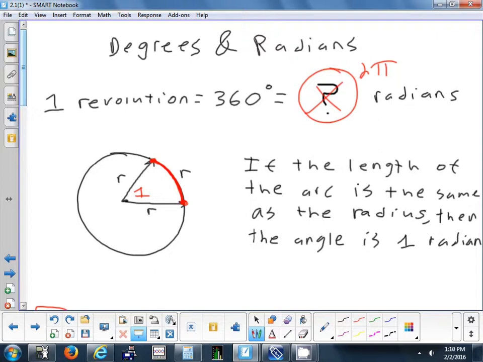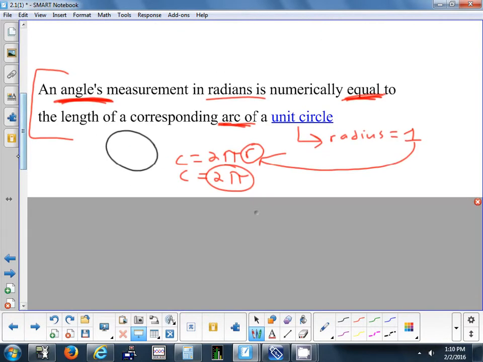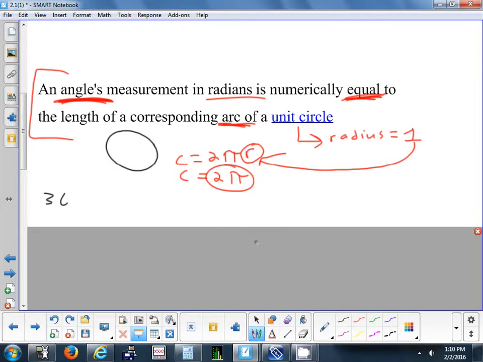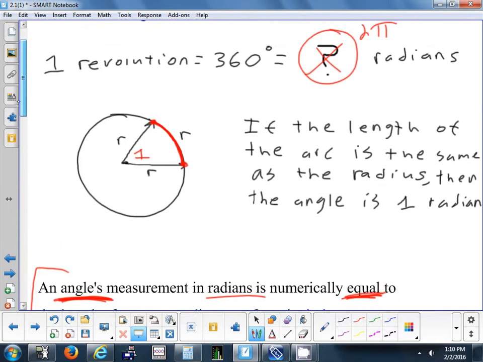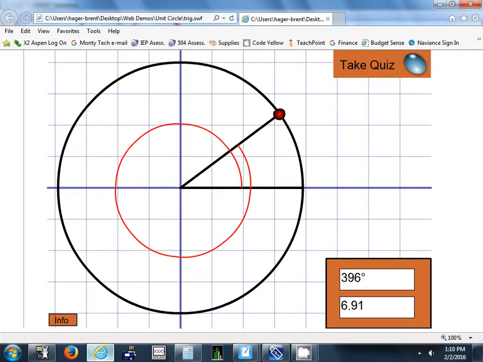Now we've got a connection between degrees and radians, just like we had a connection between inches and feet. We know 360 degrees equals 2 pi radians. Okay, and you may have seen that if you watched me when I was using the program on the browser. If I go 360 degrees, it writes 2 pi radians. All right.